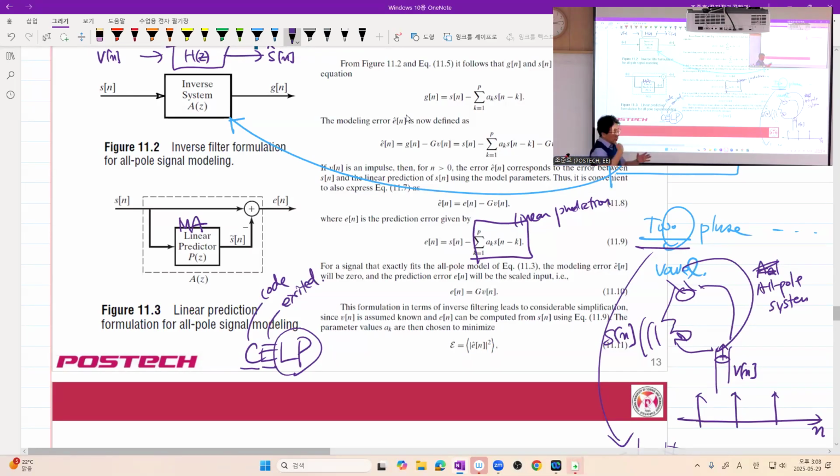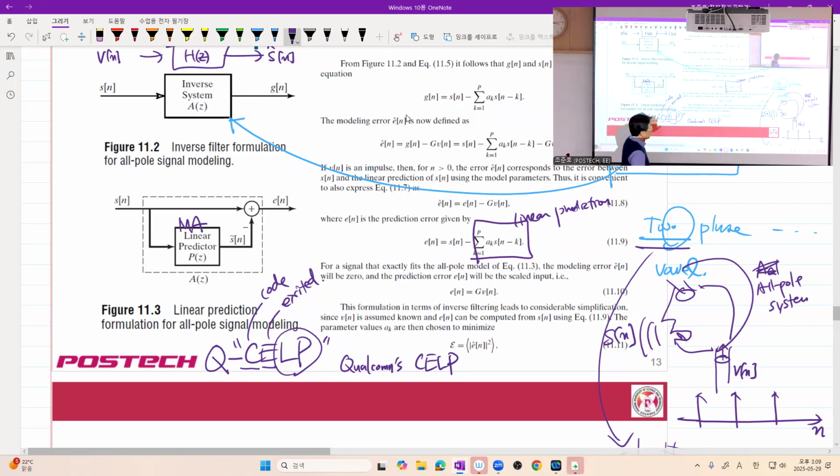So if you look at the vocoders, many of the vocoders are linear prediction based, CELP, code excited linear prediction model. And especially if you see very old documents, there is QCELP, and actually QCELP is Qualcomm's code excited linear prediction method to compress the speech sound.